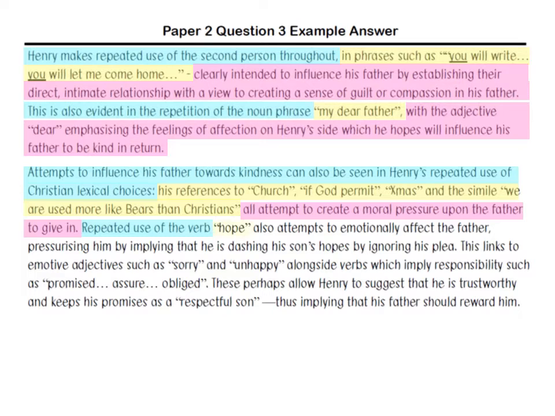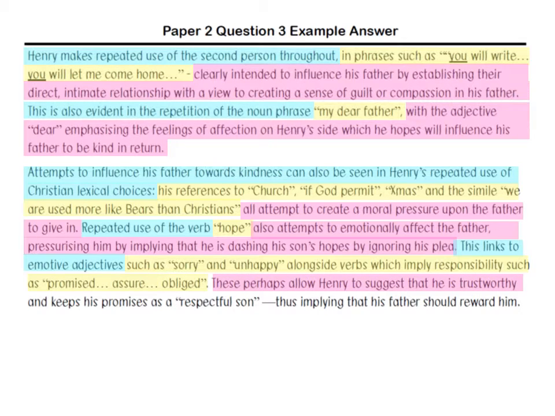Repeated use of the verb hope also attempts to emotionally affect the father, pressurizing him by implying that he is dashing his son's hopes by ignoring his plea. This links to emotive adjectives. So emotive just means emotional, creating an emotion in the reader, such as sorry and unhappy, alongside verbs which imply responsibility, such as promised, assure, obliged. These perhaps allow Henry to suggest that he is trustworthy and keeps his promises as a respected son, thus implying that his father should reward him.